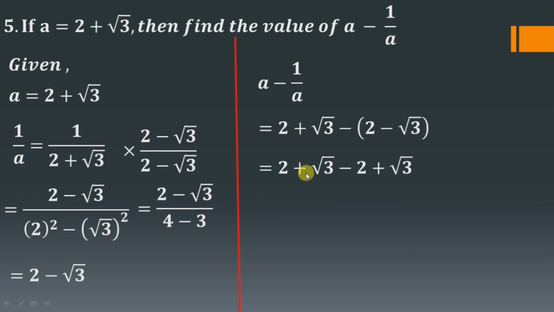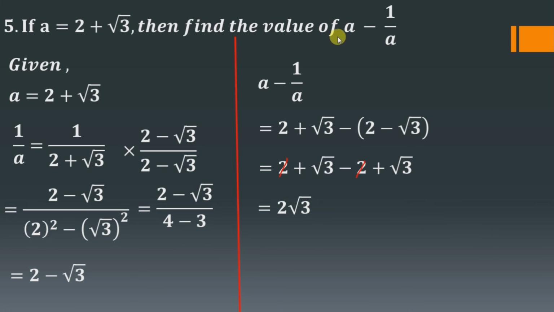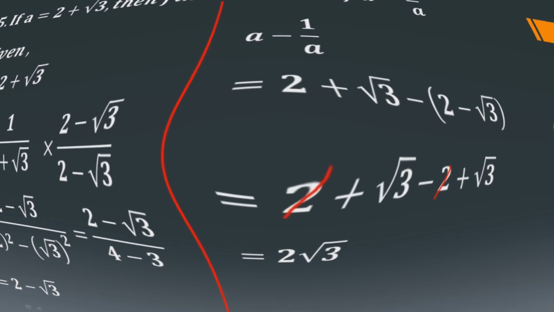So 2 plus root 3, minus into plus is minus 2, minus into minus is plus root 3. So here is 2 and this 2 will get cancelled. Root 3 plus root 3 means 2 root 3. So value of a minus 1 by a is equal to 2 root 3. So if a question is like this, if a is given and we need to find the value of a minus 1 by a, first we need to find the value of 1 by a. Then we'll rationalize it, we'll get a simple value like this, then we'll put it, we'll get the final answer.